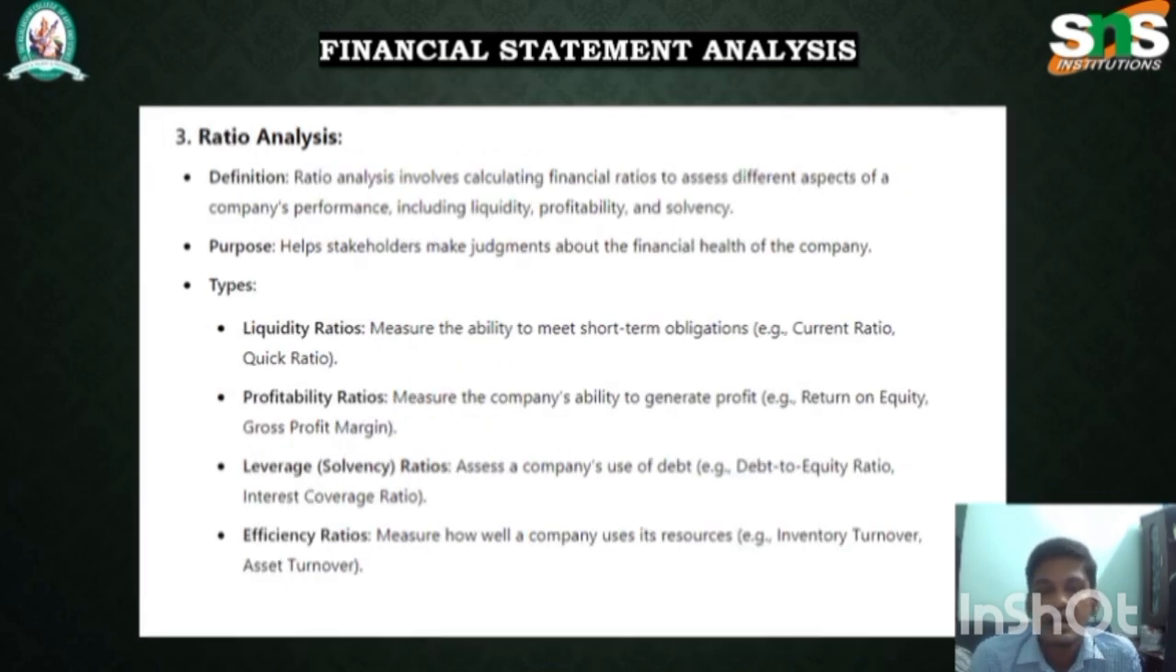Ratio analysis involves calculating financial ratios to assess different aspects of a company's performance, including liquidity, profitability, and solvency. It helps stakeholders make judgments about the financial health of the company. When you say stakeholders, those who have a financial interest in the company are called stakeholders, like customers, suppliers, government, the income tax department, and creditors. In ratios, different types are there, like liquidity ratios, profitability ratios, leverage ratios, leverage in the sense of solvency ratios, then efficiency ratios.